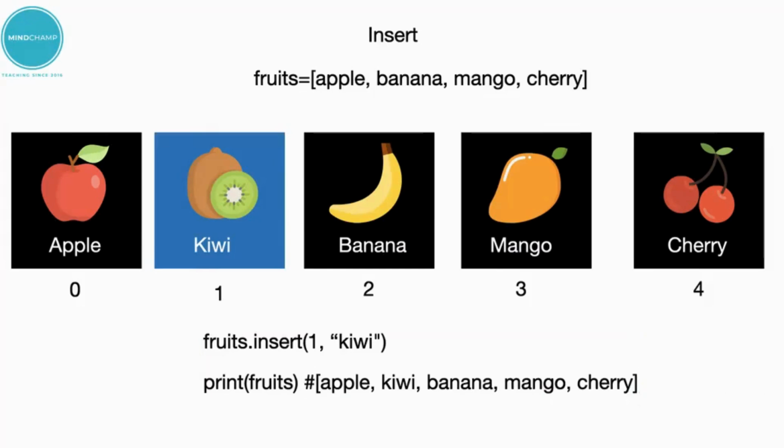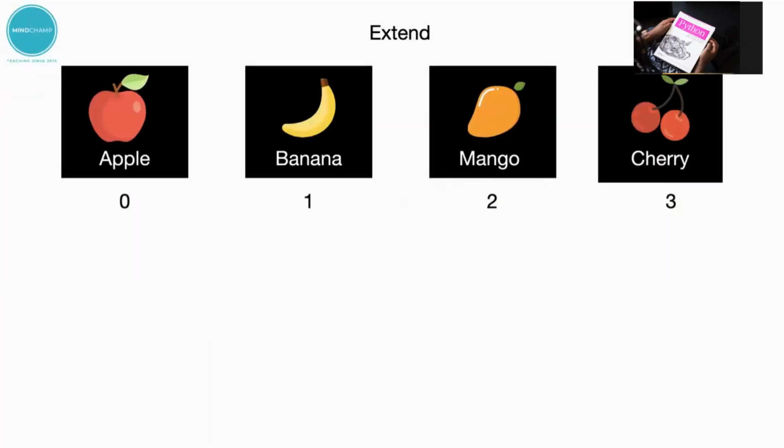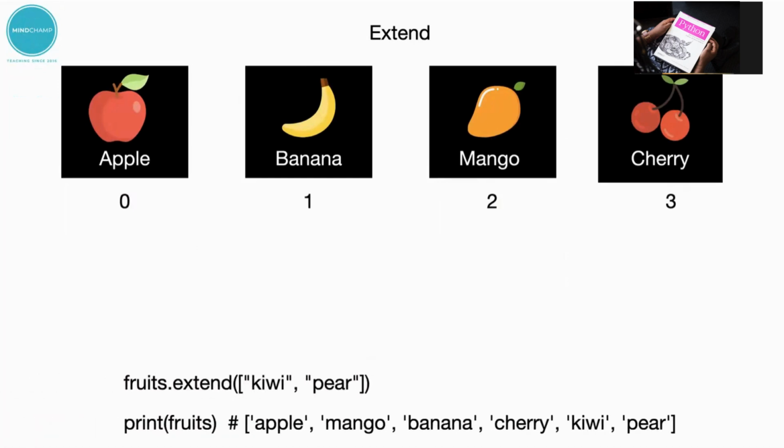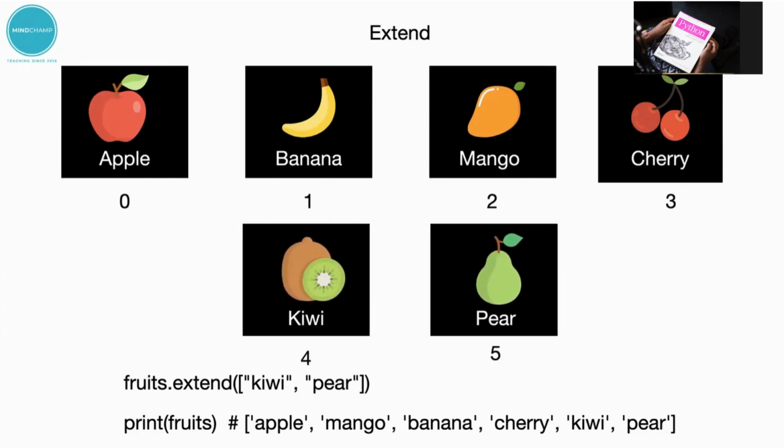Moving on to extend. Now, extend is used when you want to add multiple items to your list at once. So, let's take this example. I want to add kiwi and pear in my list, but I don't want to add them separately. Extend allows me to add them together. So, it would together add kiwi and pear into my list.